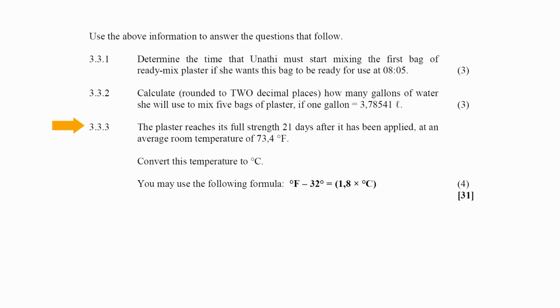In question 333, it is stated that the plaster reaches its full strength 21 days after it has been applied at room temperature of 73,4 degrees Fahrenheit. You are instructed to convert this temperature to degrees Celsius. You may use the following formula: degrees Fahrenheit minus 32 degrees equals 1,8 multiplied by degrees Celsius. Since we have to calculate the temperature in degrees Celsius, we can rearrange this given formula such that degrees Celsius is the subject of the formula.